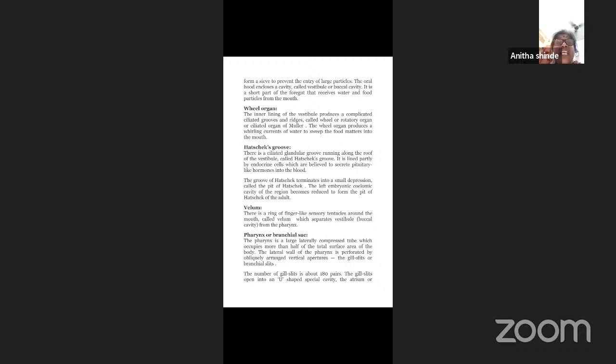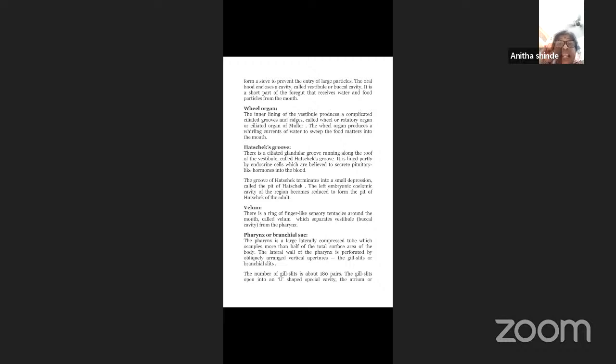Then next you have Hatschek's groove. Now Hatschek's groove is a ciliated glandular groove which runs along the roof of the vestibule, or the buccal cavity. Now this is lined partly by endocrine cells which are believed to secrete pituitary-like hormones into the blood. And the groove of Hatschek will terminate into a small depression which is called the pit of Hatschek, and the left embryonic coelomic cavity of the region will become reduced to form the pit. So Hatschek's groove as well as the velar organ have important roles to play.